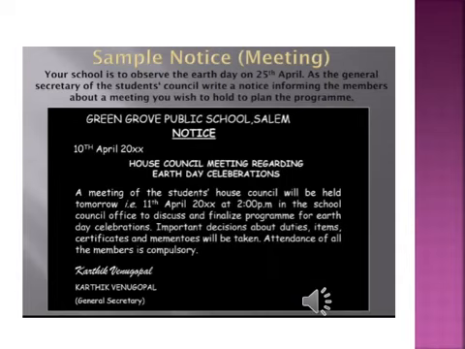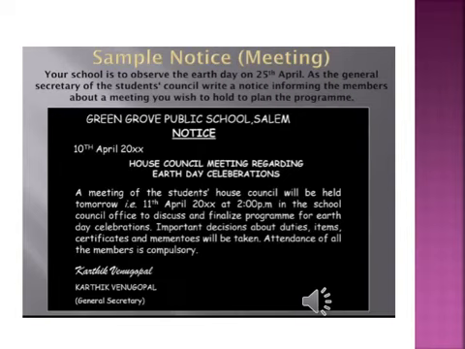On the top, you have to write the name of the institution. It may be a school or a college. Now what is written here? Green Grove Public School, Salem. Then after that, write notice in caps. You can write in caps or you can just capitalize N. In the case of Green Grove Public School, Salem, you can capitalize all the first letters of the words. Now 10th April 2019, you can write like that.